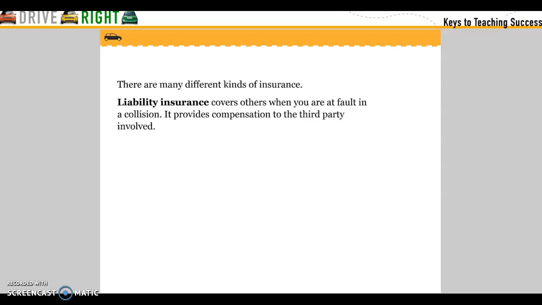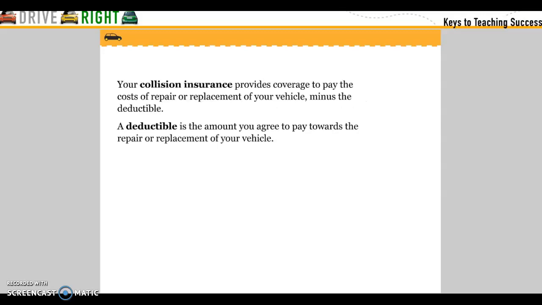Liability insurance covers others when you are at fault in a collision. It provides compensation to the third party involved. Your collision insurance provides coverage to pay the cost of repairs or replacement of your vehicle, minus the deductible. A deductible is the amount you agree to pay towards the repairs or replacement of your vehicle.